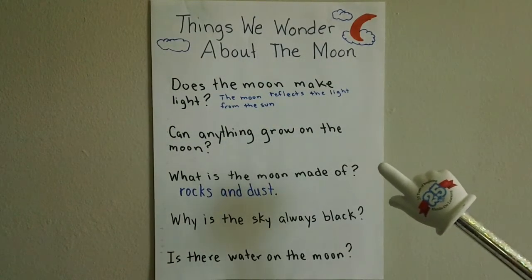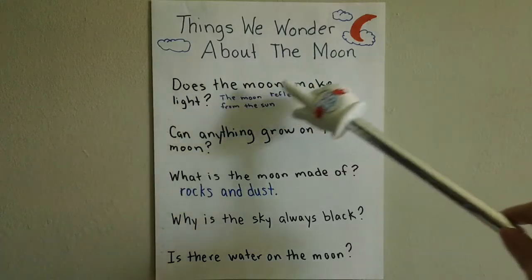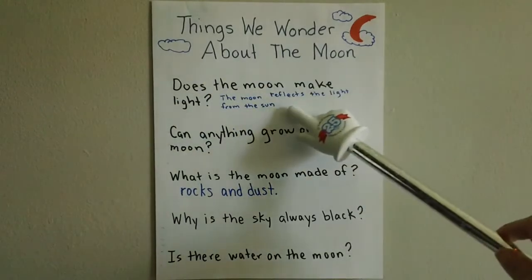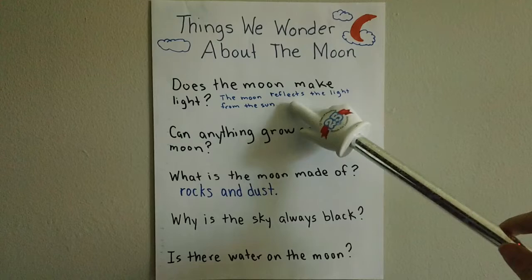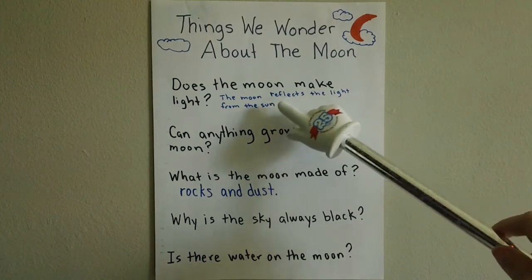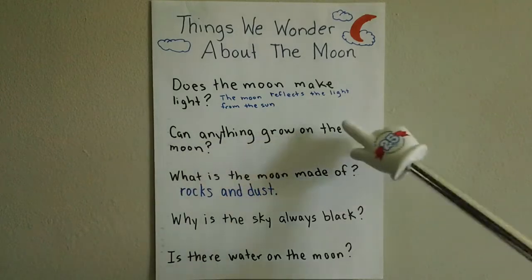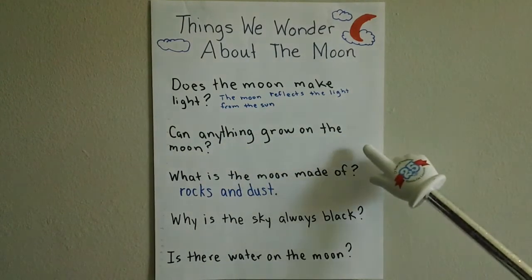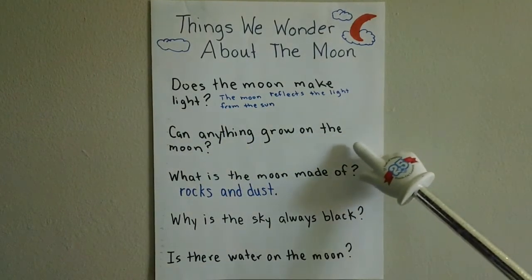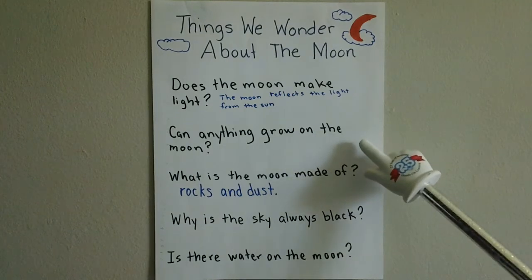Some of the things we wondered were, does the moon make light? And we learned that the light from the moon is actually a reflection of the light from the sun. We also were wondering, can anything grow on the moon? Our book didn't give us any evidence. We'll look closer today and see if we can find out.